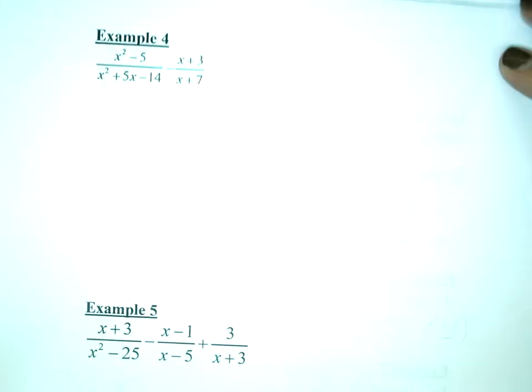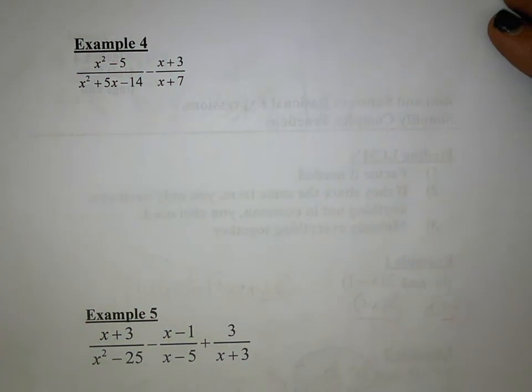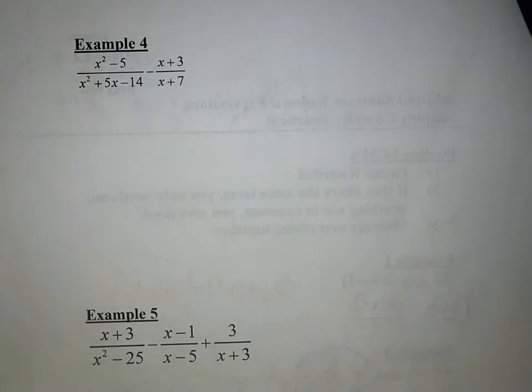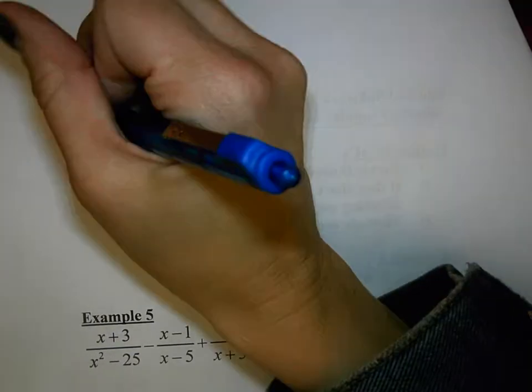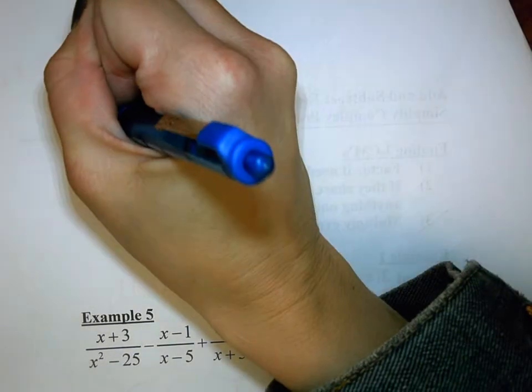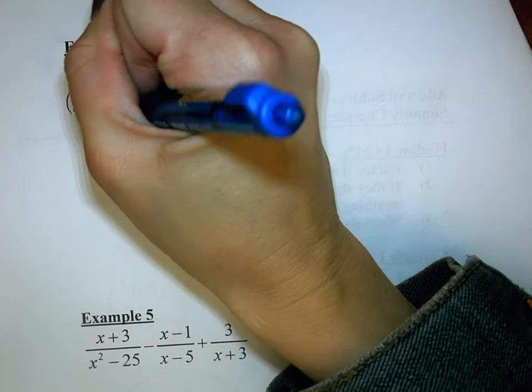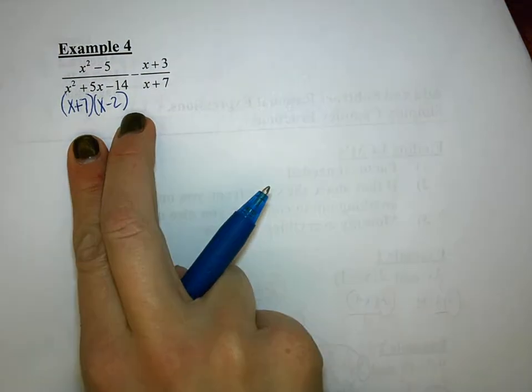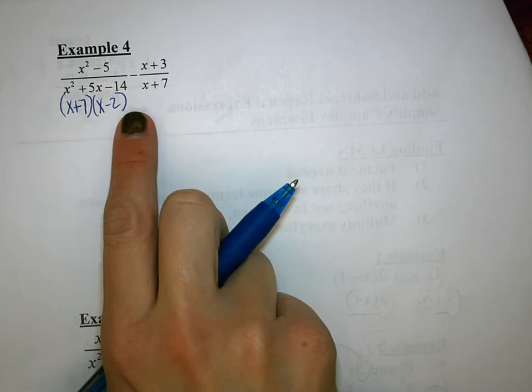Okay, so on example 4, what do you think I'm going to need to do first? Good, factor. Okay, so we're looking for something that multiplies to be negative 14 and adds to be 5. What numbers work? 7 and negative 2. Good. x plus 7 and x minus 2. So 7 and negative 2 add to be a positive 5 and multiply to be negative 14.